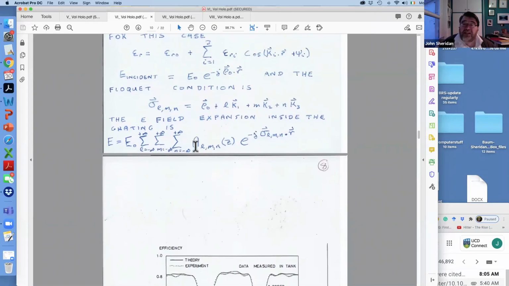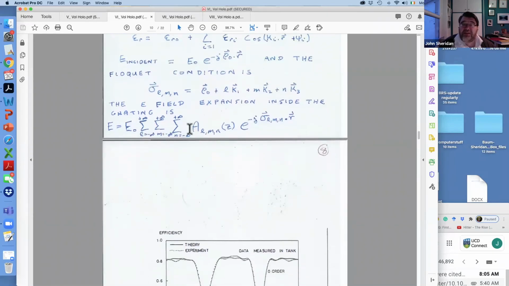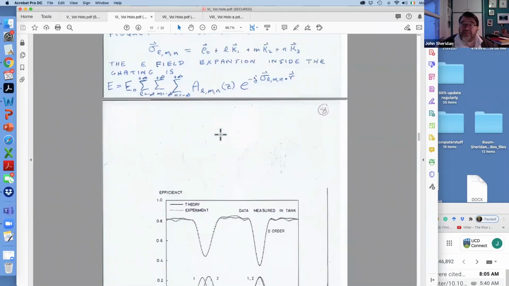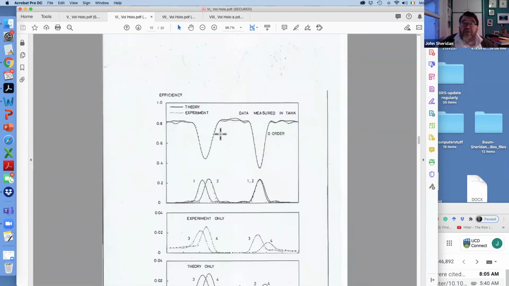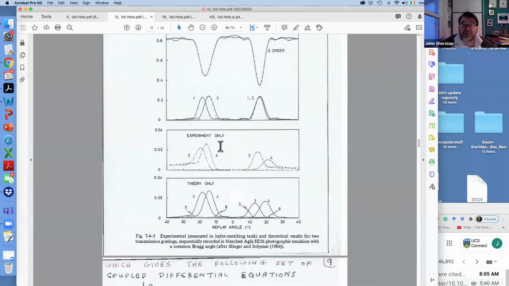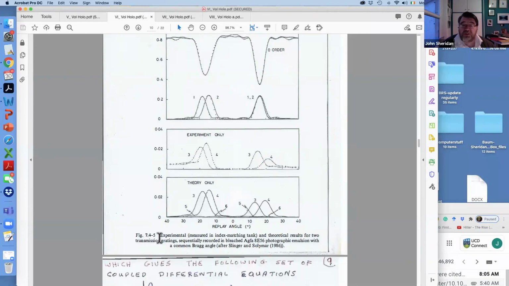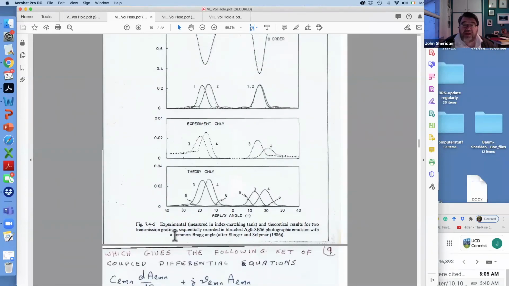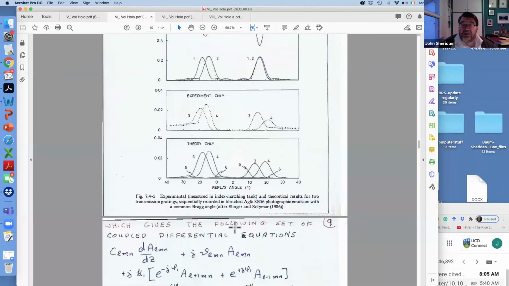The field expansion inside the grating is given as this. We now have a sum over L, M, and N. And we have here a theory, an experiment, a comparison of a case when we have multiple gratings. And again, you can go to the book, Section 7.4-5. Experimental measurement in an index match tank, so we got rid of our boundary reflections. Theoretical result for 2 transmission gratings, sequentially recorded, and this is in silver halide.